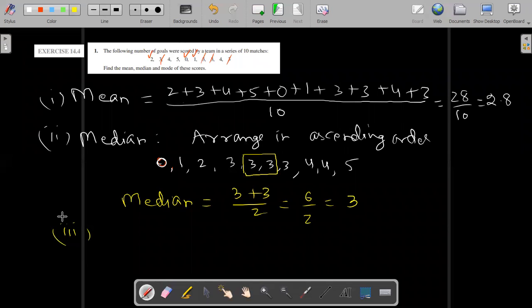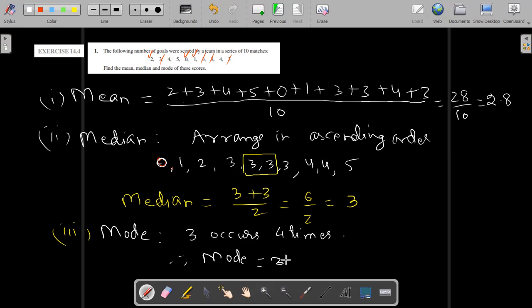Mode. There is no formula for mode. We can directly find which number is coming the maximum number of times. You can see 3 is coming 4 times, 4 is coming 2 times. So 3 occurs 4 times, which is the maximum number of times. Therefore, mode is equal to 3. So mode is 3, median is 3, and mean is 2.8. Okay, got it?